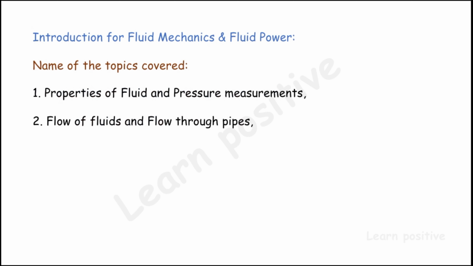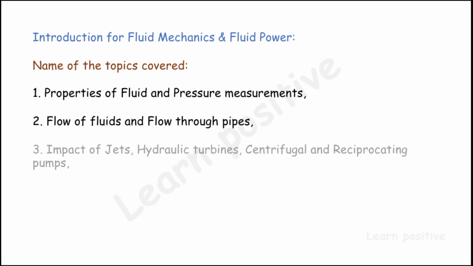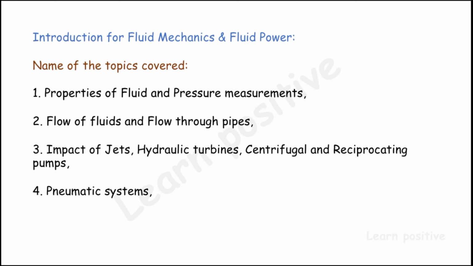The second unit is flow of fluids and flow through pipes. So how a fluid can flow and how it can flow through pipelines. The third unit is impact of jets, hydraulic turbines, centrifugal pumps and reciprocating pumps. The fourth unit is pneumatic systems and the fifth unit is hydraulic systems.